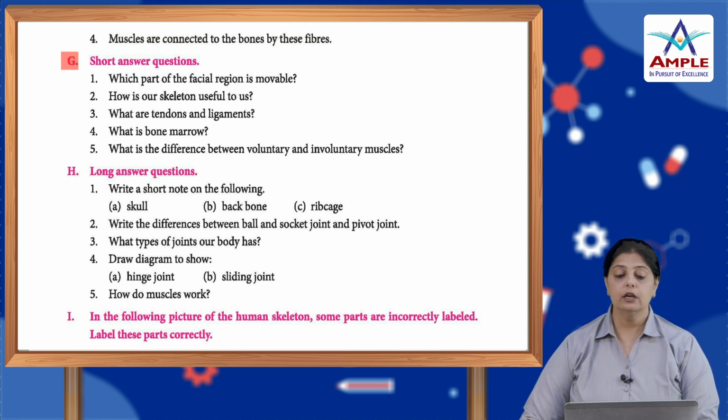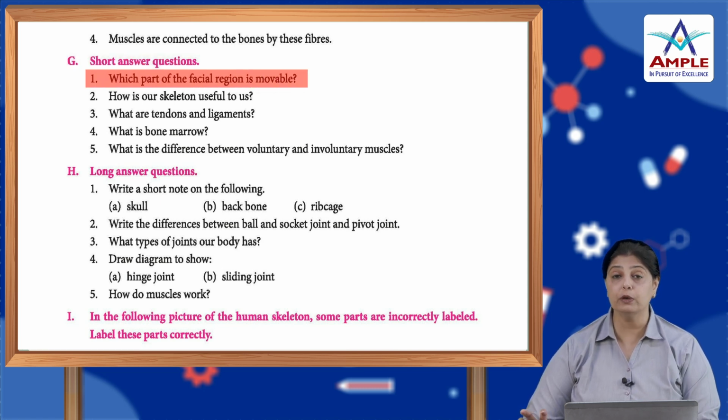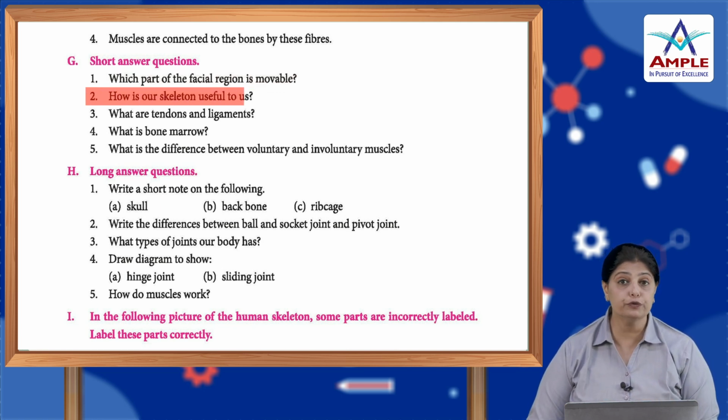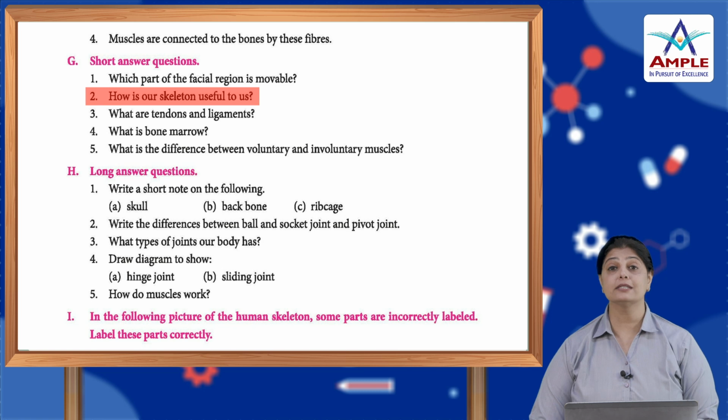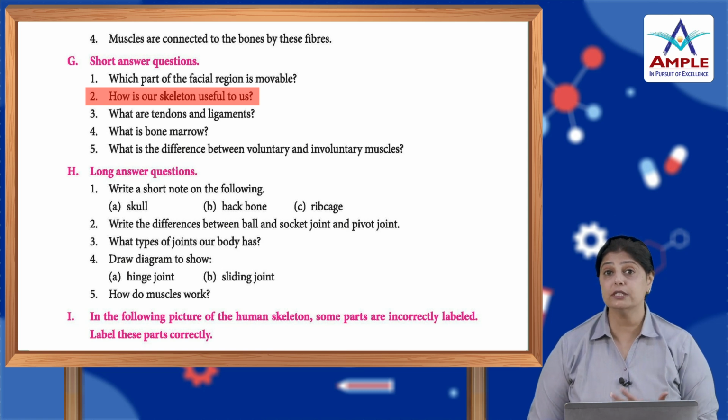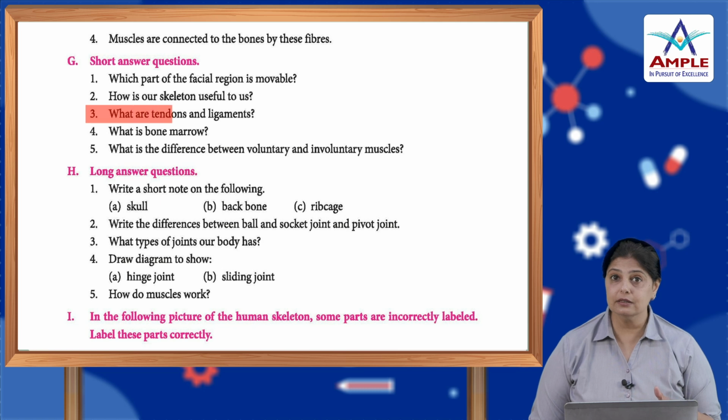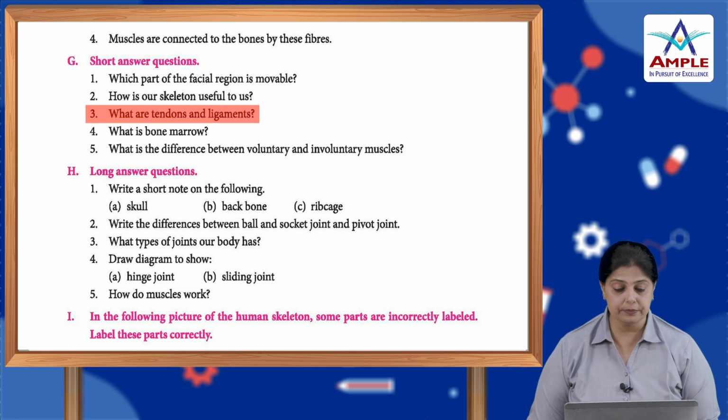Now, short answer questions. Which part of the facial region is movable? What is it that is movable in your facial region? It is the lower jaw. How is our skeleton useful for us? What is it that our skeleton does? And how is it useful for us is what you have to mention here. What are tendons? And what do you mean by ligaments?